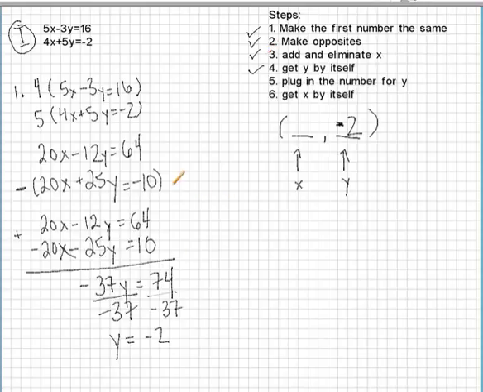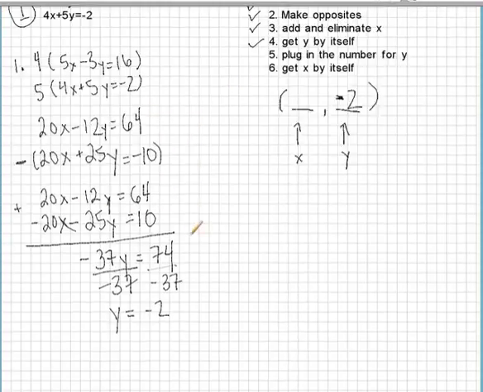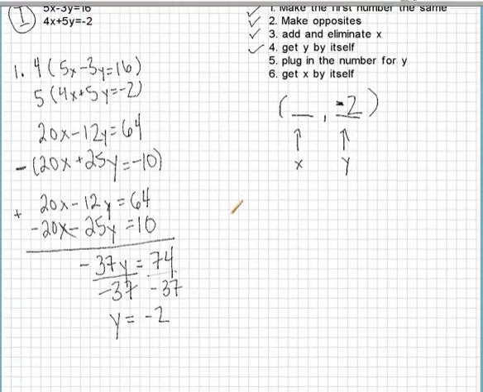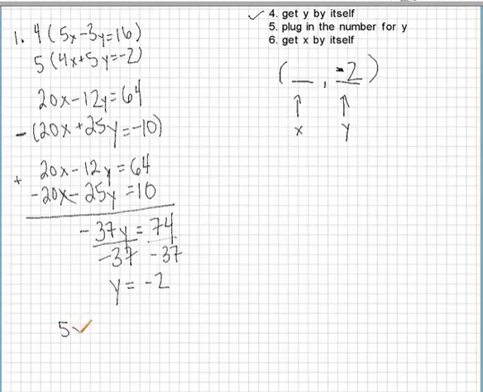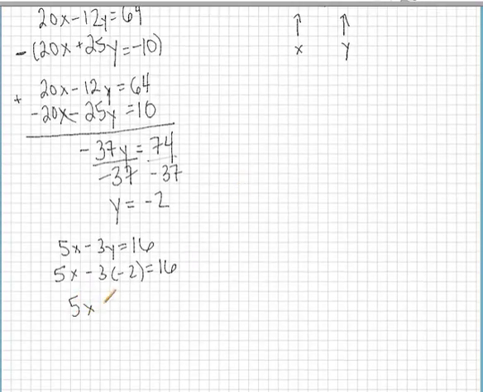Now I can move on to step 5 and plug the number for y into either one of these original equations. It doesn't matter which one you pick. I'm going to pick the first one because it's on top. So 5x minus 3y is equal to 16 is my first equation. If y is equal to negative 2, I can plug in negative 2 wherever there's a y. If I simplify that, I get 5x plus 6 is equal to 16.